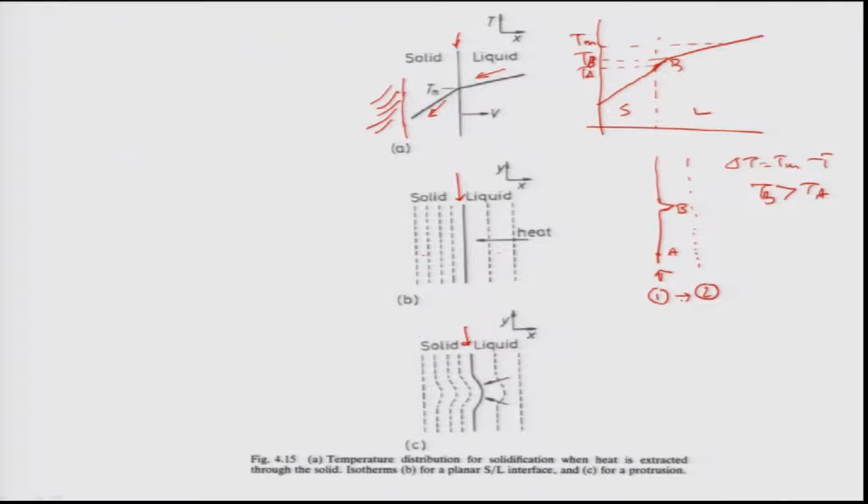And in this process, any protrusion which is forming on the surface will be melted away. So, this thing will vanish as the system moves from position 1 to position 2. And this is exactly what happens when you have a positive temperature gradient in the liquid.